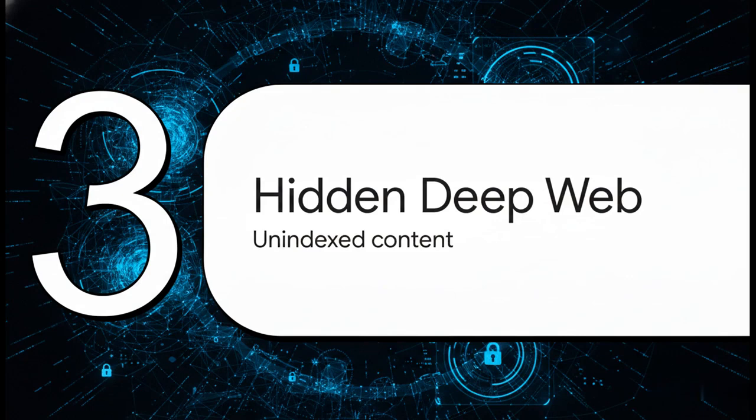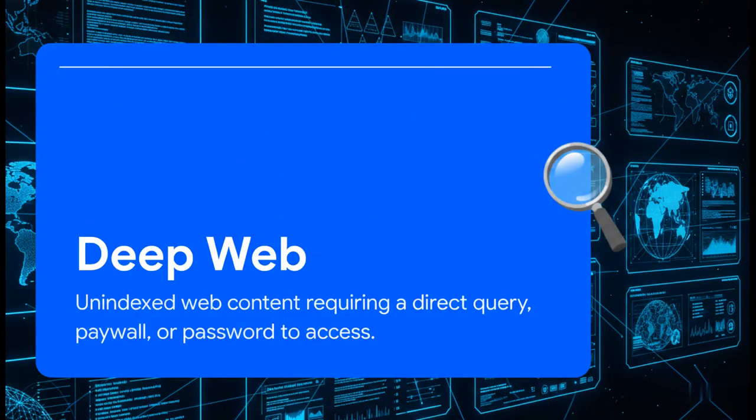Section 3. The Hidden Deep Web. This is legitimate but unindexed content. Okay, time to plunge below the surface into the massive, unlit ocean underneath. Let's define the deep web precisely. It's unindexed web content that requires a direct query, a paywall, a password, or some other form of authentication to access. Now, the absolutely crucial point here is that this is a benign, legitimate space. Definitely don't confuse it with criminal networks. This is just everyday data that's locked away for privacy or security.